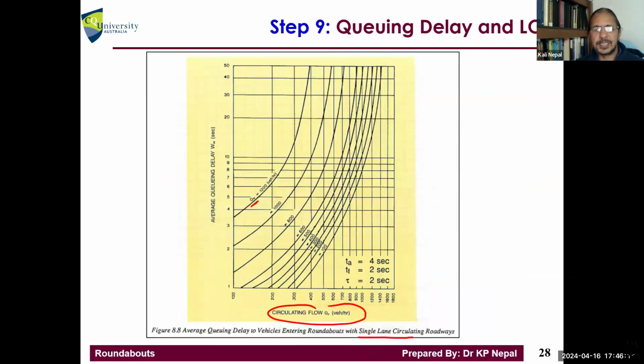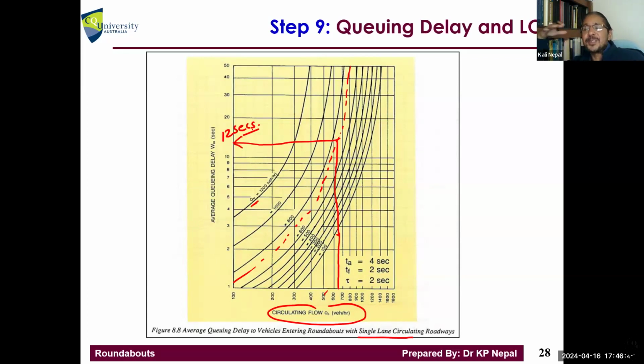So circulating flow 650. Where is 650? 650 here. You go up. It's good. And then 700 is coming from here. This is 600 and 800 in between. Let's join that. They meet somewhere. And then once they meet, you go this way. Maybe 12 seconds? You see, delay for the south approach is about 12 seconds from this graph.